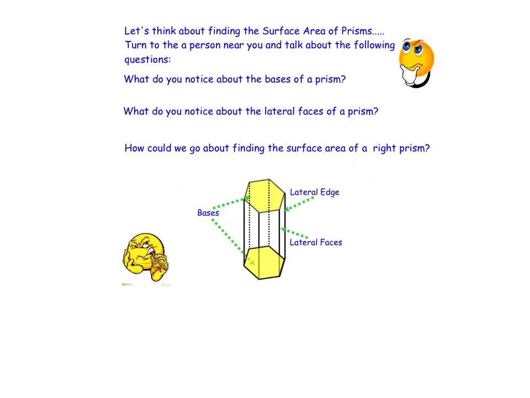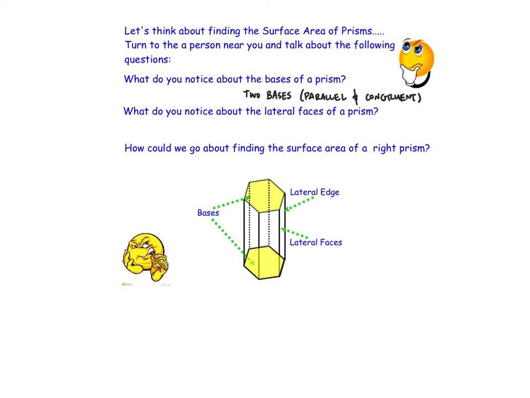Okay, so let's first talk about prisms. What you'll notice first is that a prism has two bases. Okay, and those two bases, they're always parallel to each other. They're parallel planes, so you can see these two yellow hexagonal bases. They're parallel to each other and they're congruent, meaning they're the same size, same shape. So when it comes to finding the area of each of those, we only have to find it once.